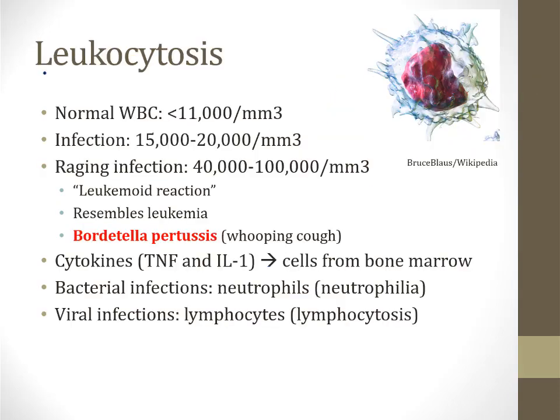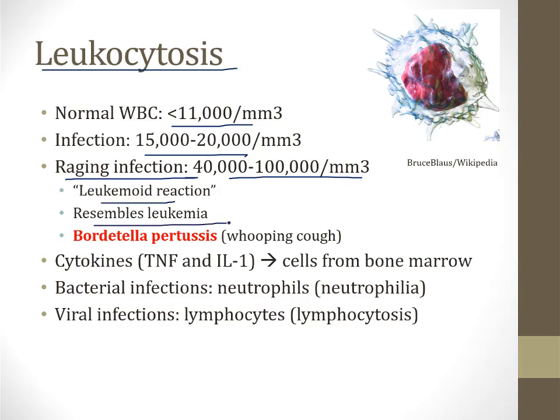Another systemic sign of inflammation is a leukocytosis or a rise in white count. This is classically seen in the setting of infection, although you can see it in the setting of inflammation from other causes. So a normal white count is less than 11,000. In the setting of infection, it can rise to be as high as 15 to 20,000. In some cases, when there's a raging infection, it can even get as high as 100,000 or rarely higher. This is referred to as a leukemoid reaction because it resembles leukemia. And a very high yield thing to remember for step 1 is that Bordetella pertussis, the bacteria that causes whooping cough, is famous for causing these very high white counts.